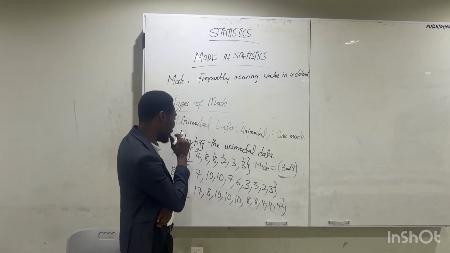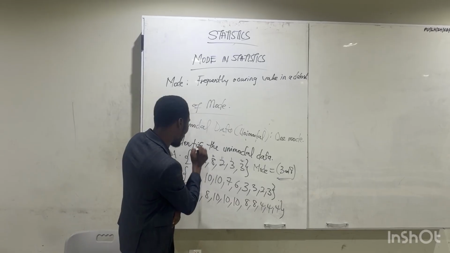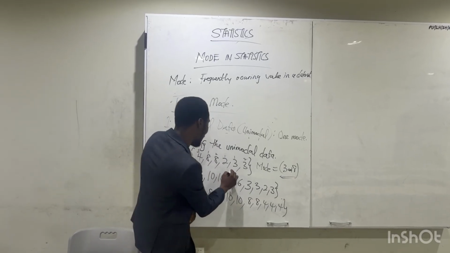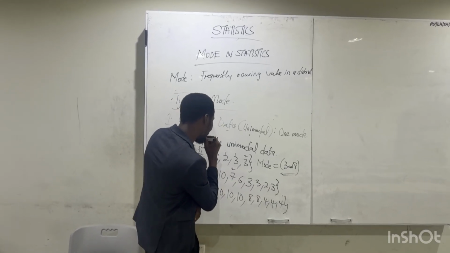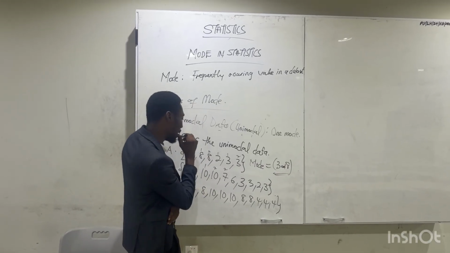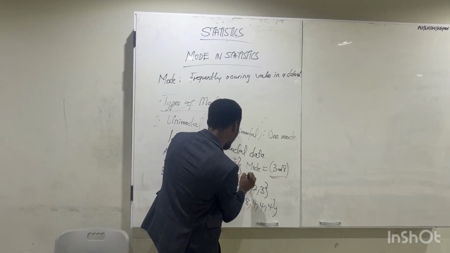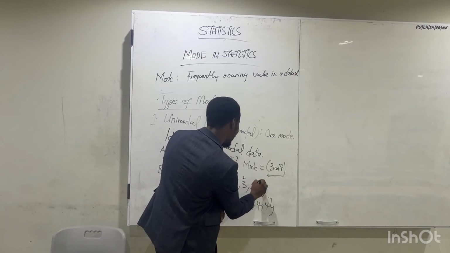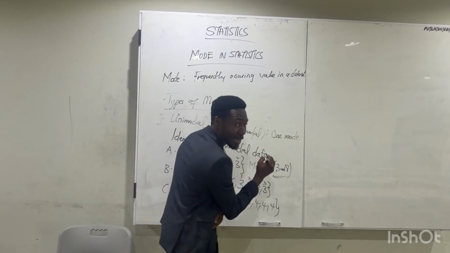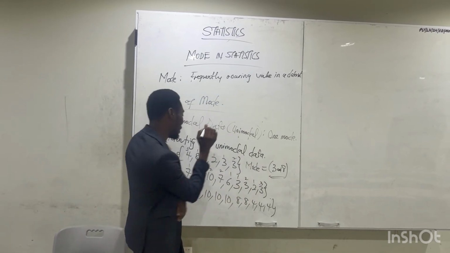Now let's come to B. Now 7 is occurring 1, and then we have 2 over here. 10 is occurring 1, we have 2 over here. 3 is occurring 1, 3 is occurring 2, 3 is occurring 3 for the third time. Now 2 is occurring once, 6 is also occurring once.